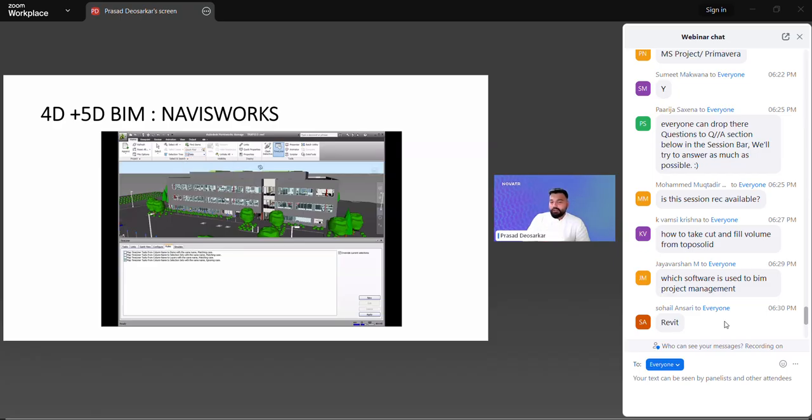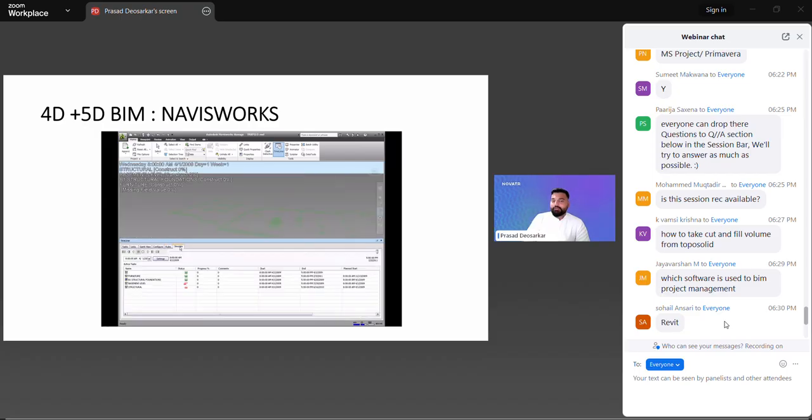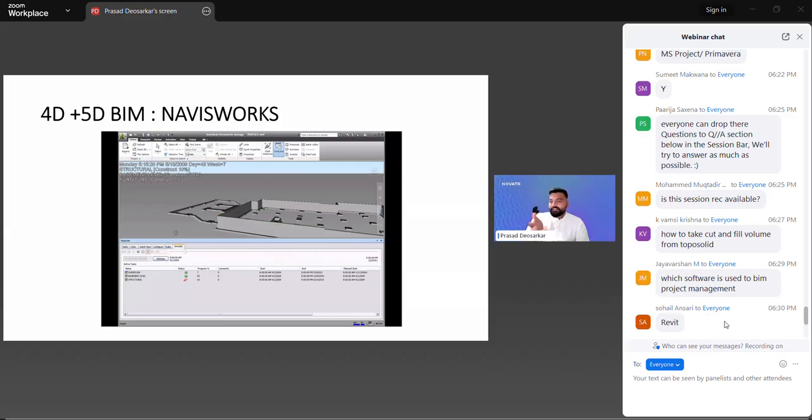Now, this is something called sets, where you will create sets, link all the sets to the particular schedule, and then at the end run the simulation. Okay, so don't get very lost with all the terminologies that I'm using. This is just how Navisworks runs the 4D simulation.